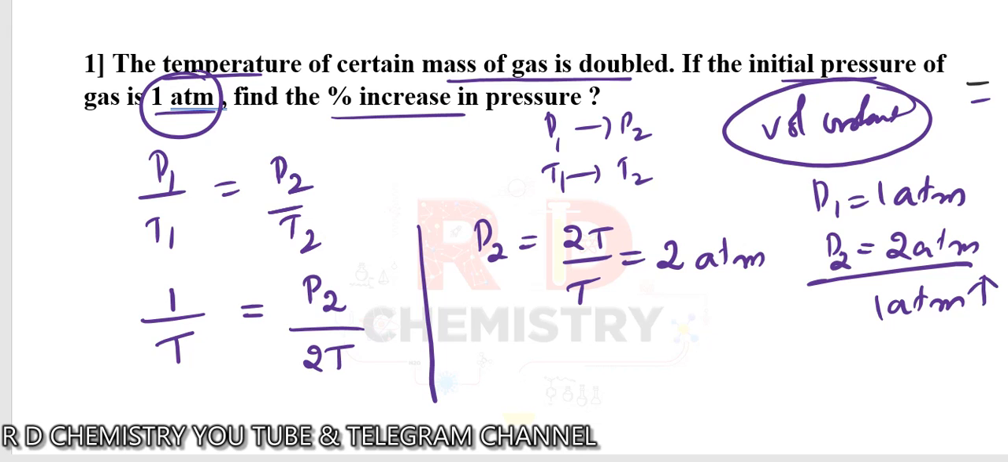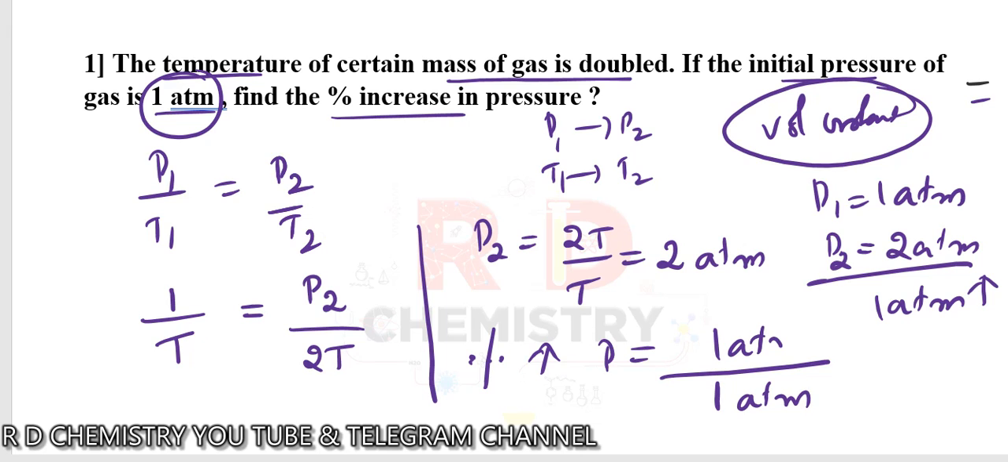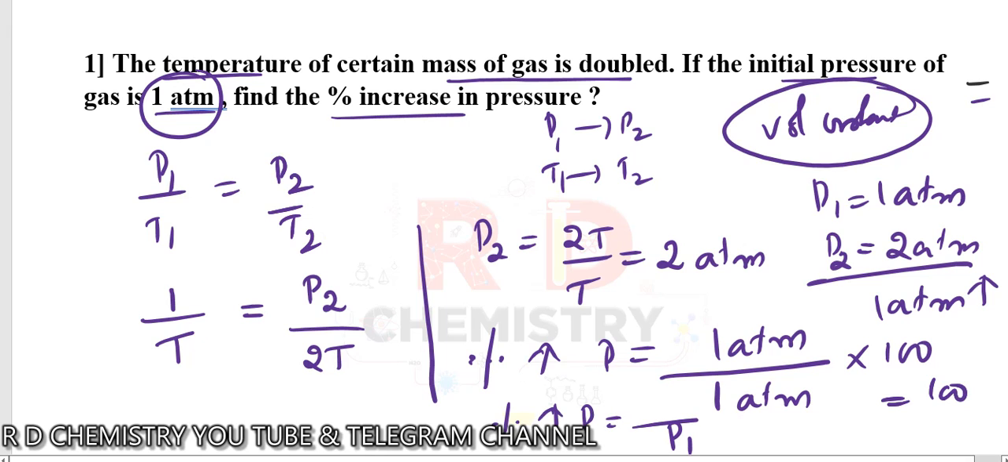So P1 becomes P2 means 1 becomes 2. Doubling it means a 100% increase. Or how to calculate it in terms of the formula? Percentage increase in pressure is equal to the increase, which was 1 atmosphere, started with 1 atmosphere, changed into percentage, so it is equal to 100%. Or remember it like this: percentage increase in pressure is equal to the increase in pressure, delta P, divided by the initial pressure P1, into 100%. So this will be a 100% increase. Fine.